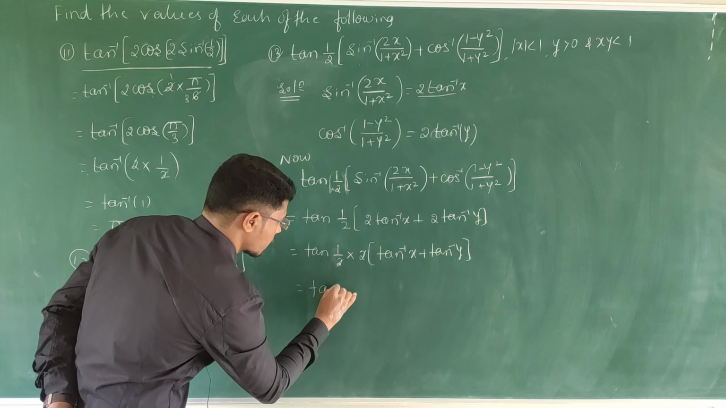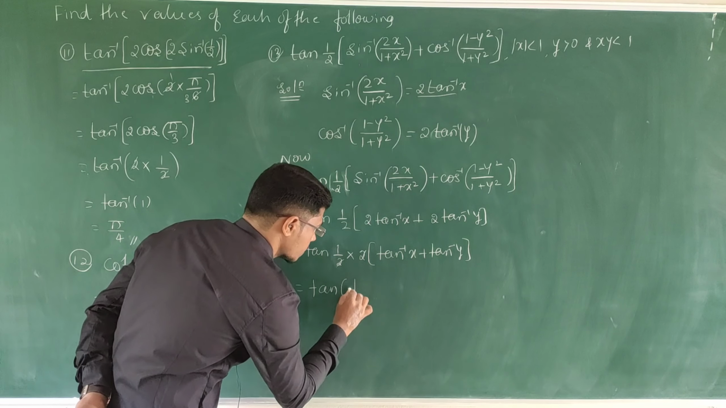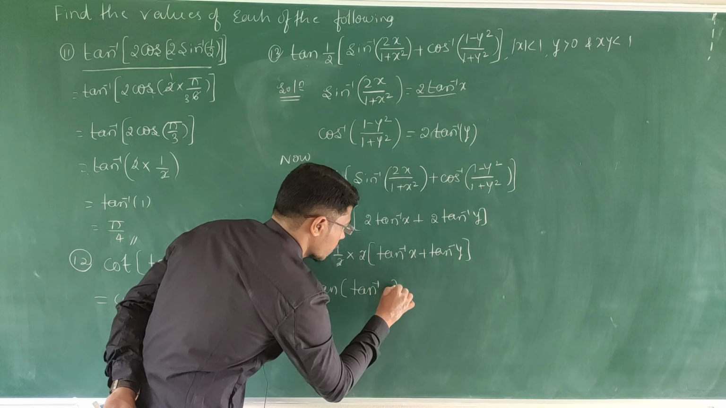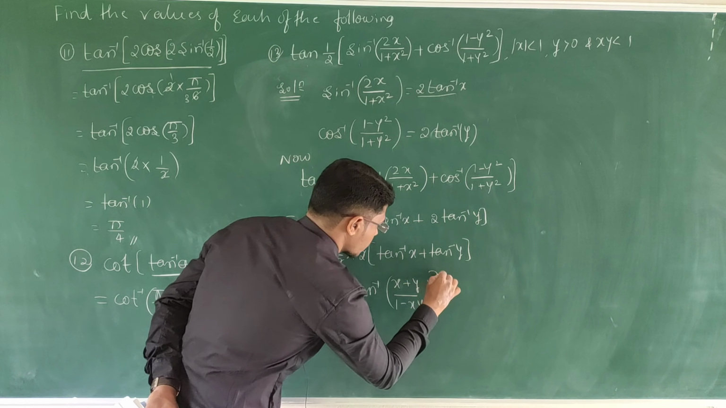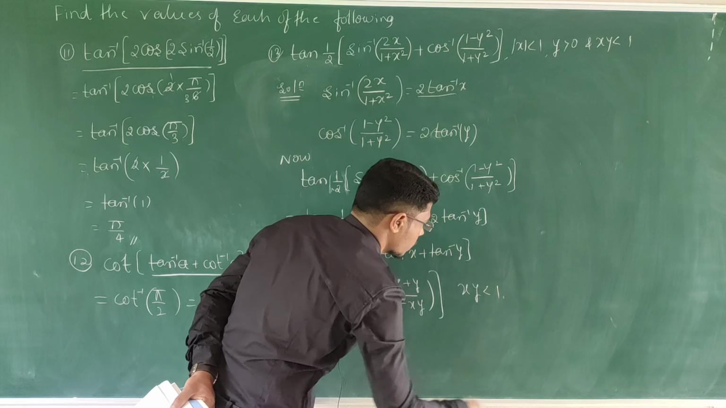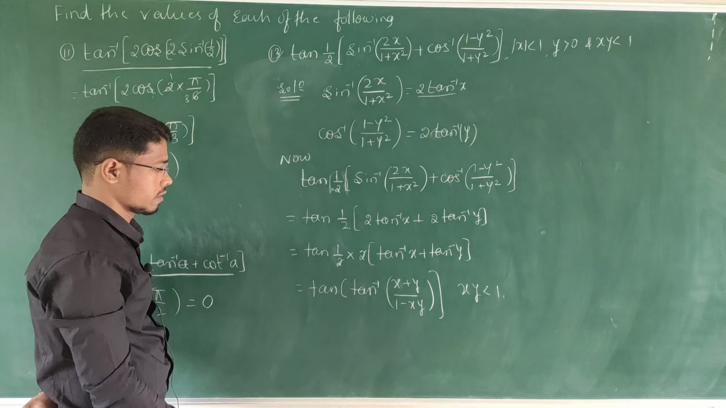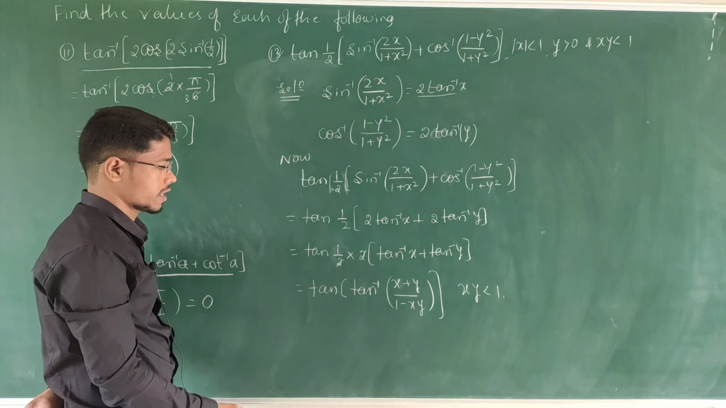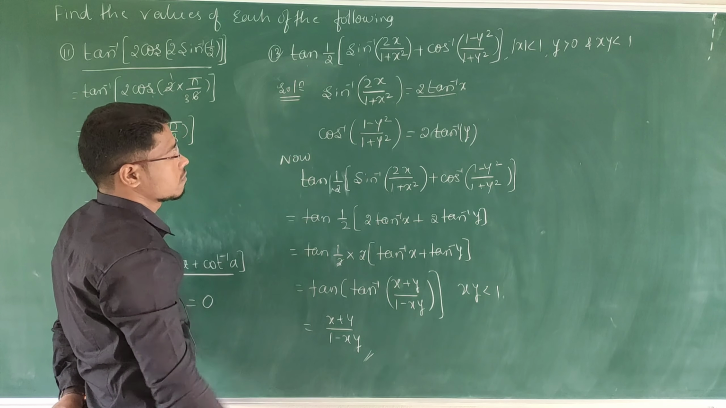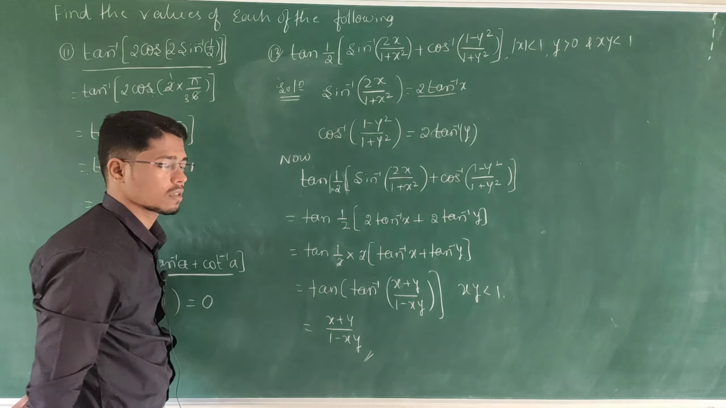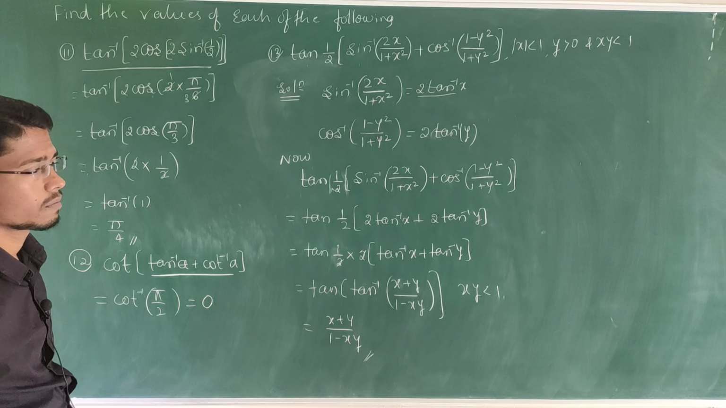We know the standard formula: tan inverse of x plus tan inverse of y is tan inverse of x plus y divided by 1 minus xy, when xy is less than 1. So now tan and tan inverse get cancelled, remaining is x plus y divided by 1 minus xy. So the simplified answer for this is x plus y divided by 1 minus xy, okay, right.